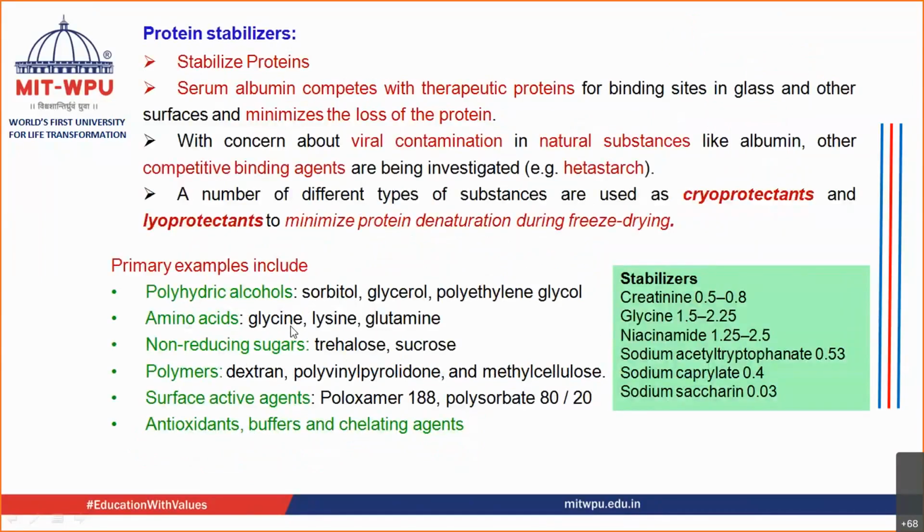The next type of ingredients that are used are protein stabilizers. What they basically do is they stabilize the protein. Now, if you take an example of serum albumin, this serum albumin basically competes with a therapeutic protein, right? And thereby, the loss of your actual therapeutic protein is getting prevented because of the presence of this serum albumin.